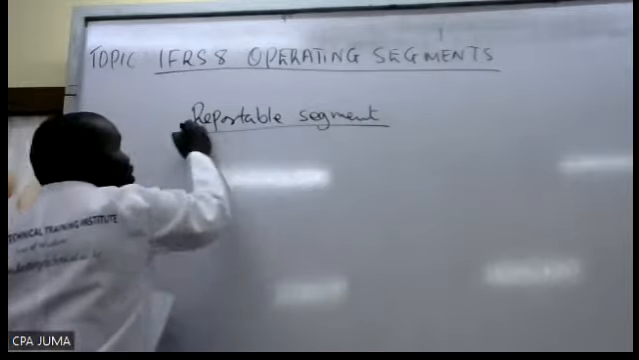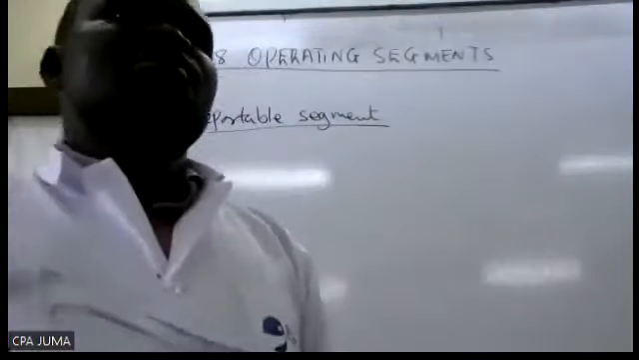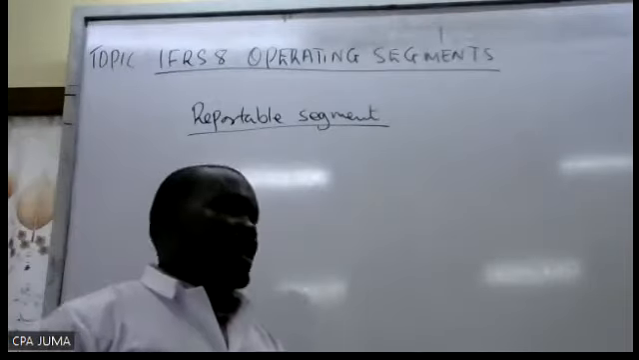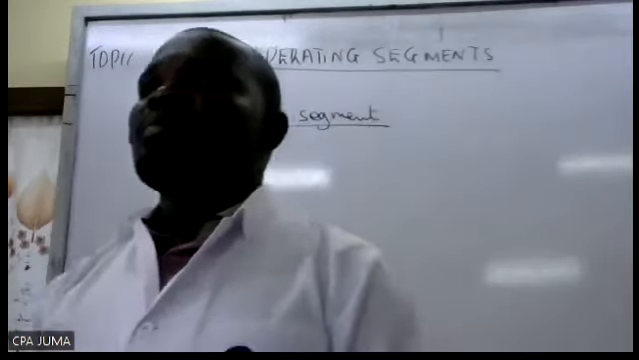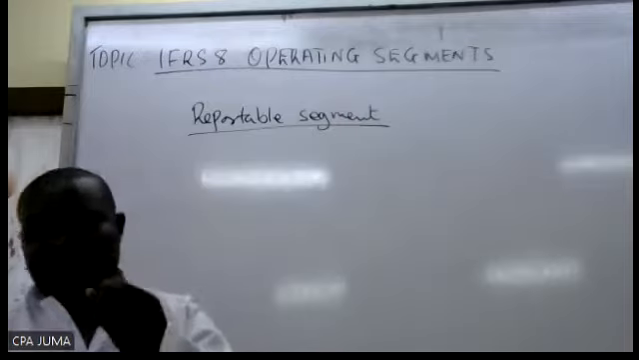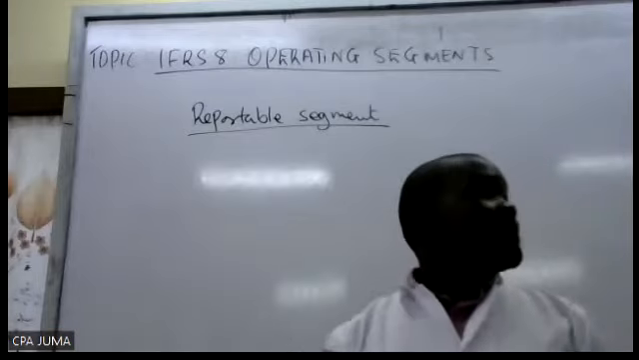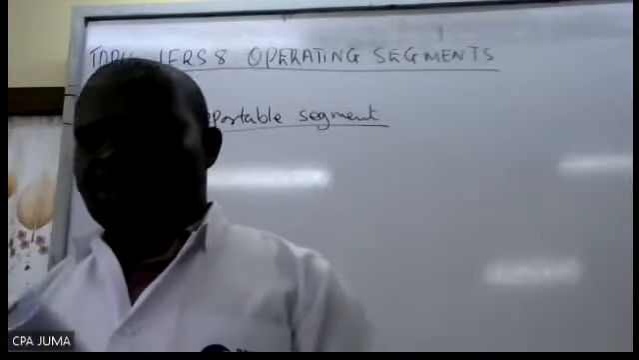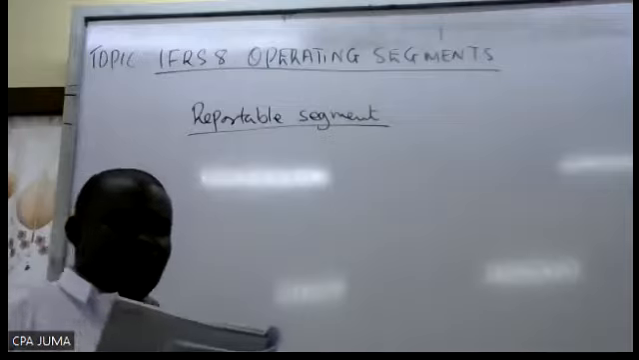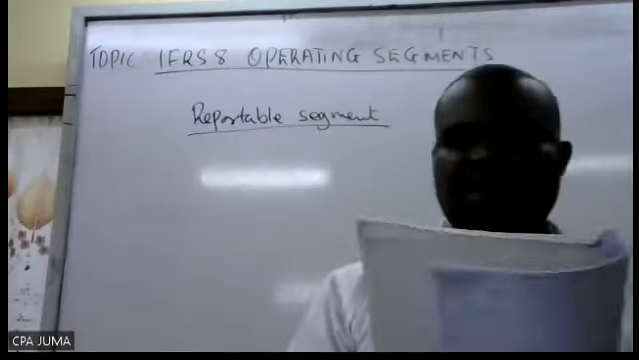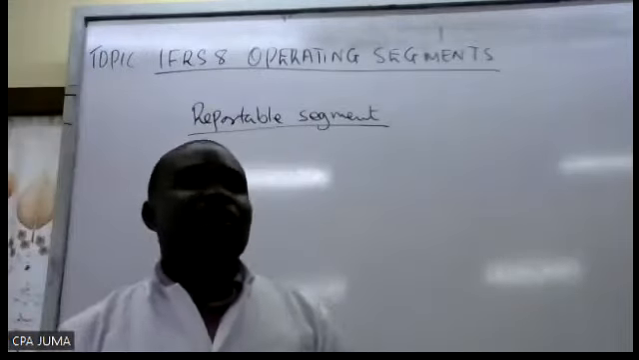Reportable segment. So we don't report on all segments. You say there, IFRS 8 requires that an entity should only report on a segment if it meets the following criteria.